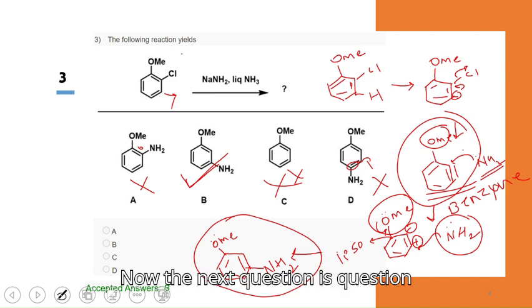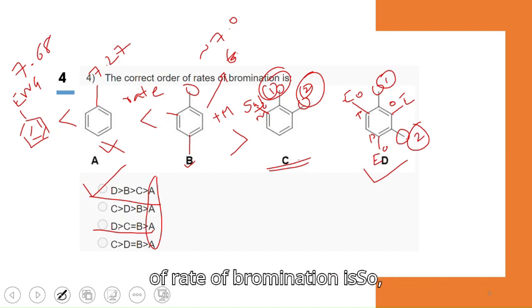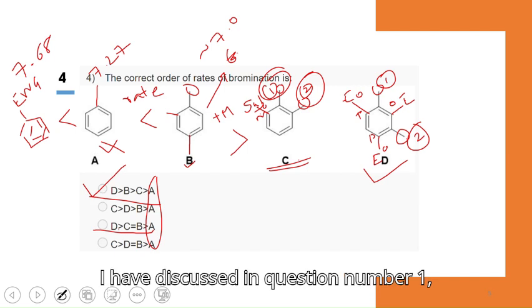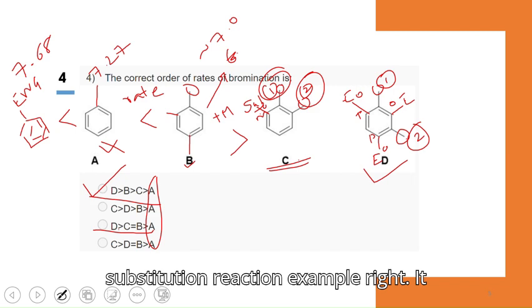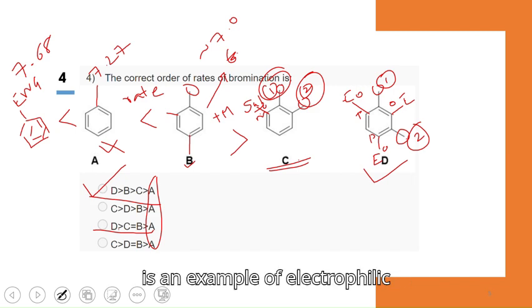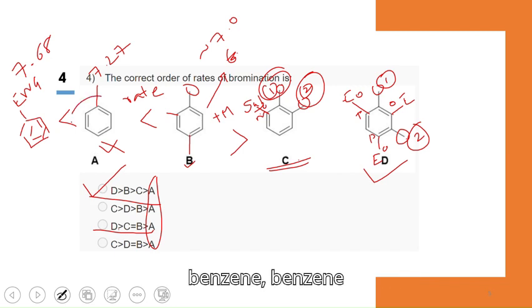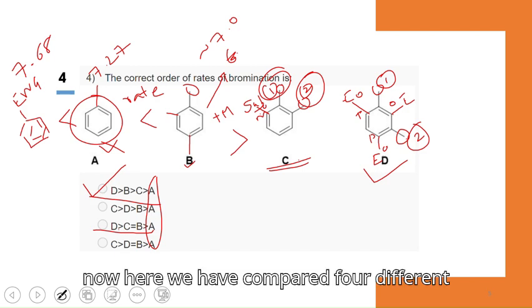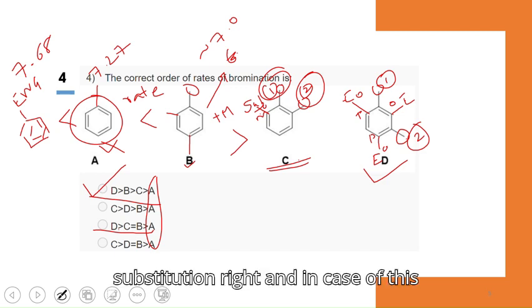Now the next question is question number 4. Here the correct order of rate of bromination is asked. So I have discussed in question number 1, the bromination reaction is an electrophilic substitution reaction, right? It is an example of electrophilic substitution reaction. So in case of benzene, now here we have compared 4 different options. In benzene there is no substitution, right?